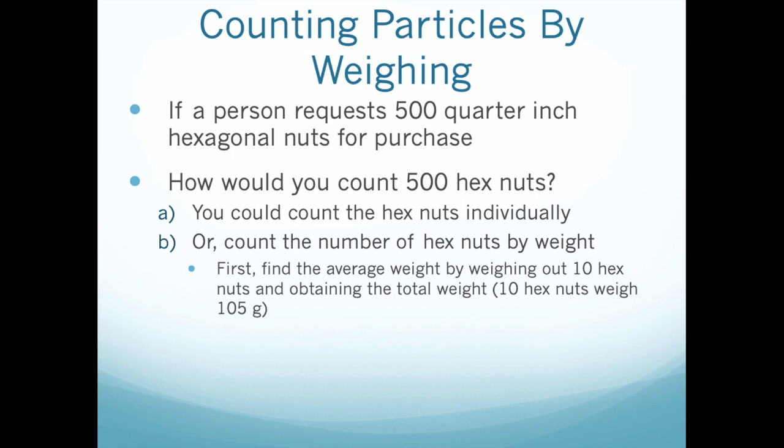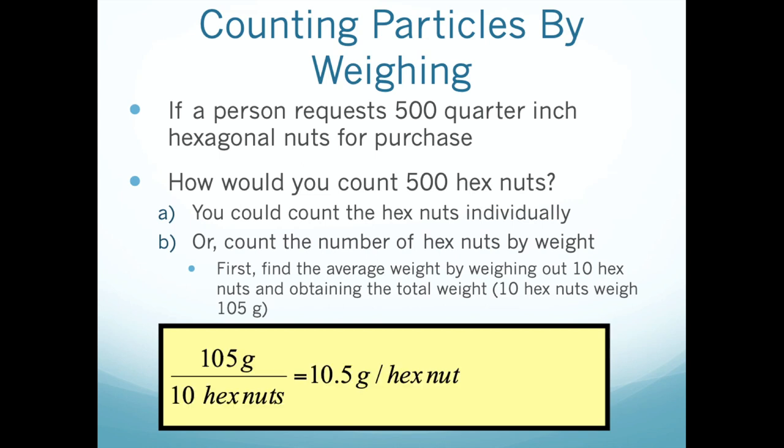So let's say you count out 10 of them. That's a small number that's easy to count out. And you're going to get an average mass for them. So you weigh all 10, and you find out they weigh 105 grams, for example. And so then it's easy enough to figure out the average. To take the mean, you take that total mass and divide by the number. In this case, the average hex nut weighs 10.5 grams.